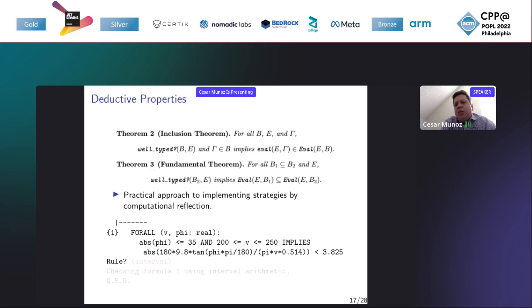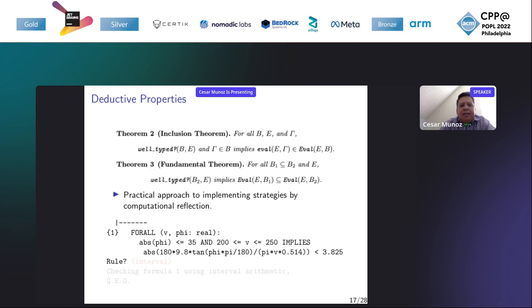But a way to deal with that problem is to subdivide the interval, so that you take the whole interval, divide it in two, and then the precision for the smaller interval is going to be better. And this fundamental theorem guarantees that this is the case. If you have a box that is including another box, then the evaluation of one is including the other one. So this fundamental theorem is the one that allows for subdividing intervals.